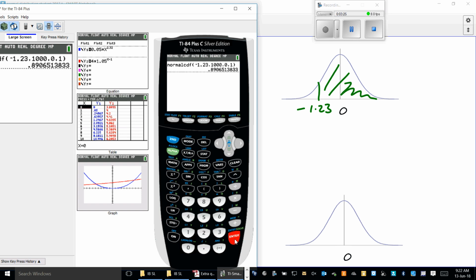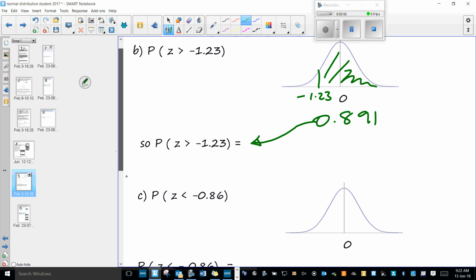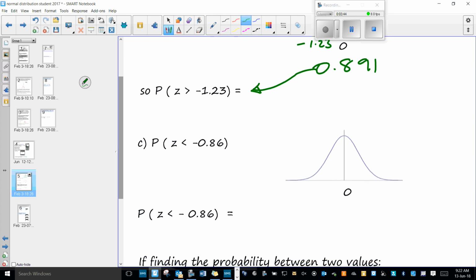So the probability for this one is 0.891. That goes in that space there. Okay. Next one. Yeah, we said that. Next one.